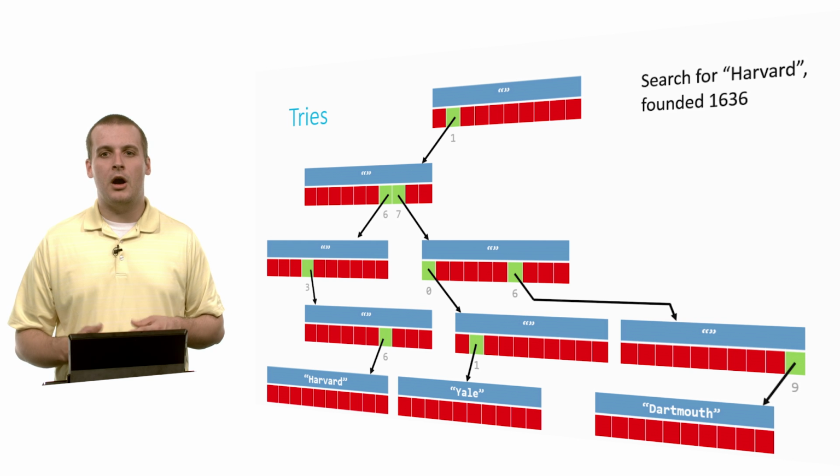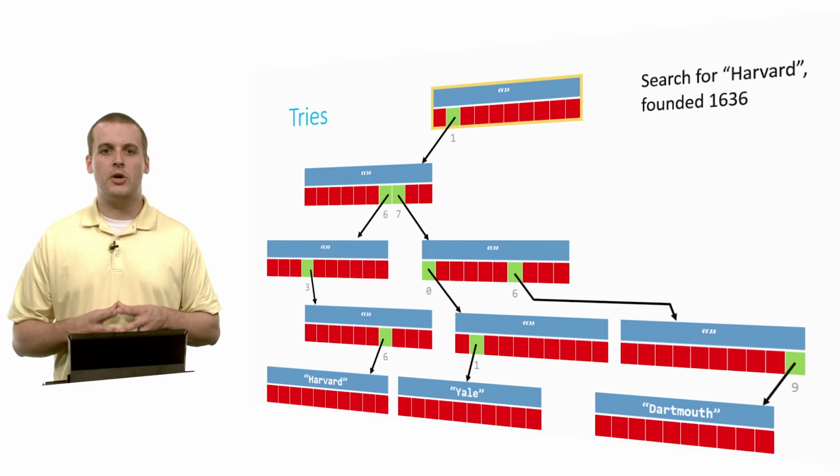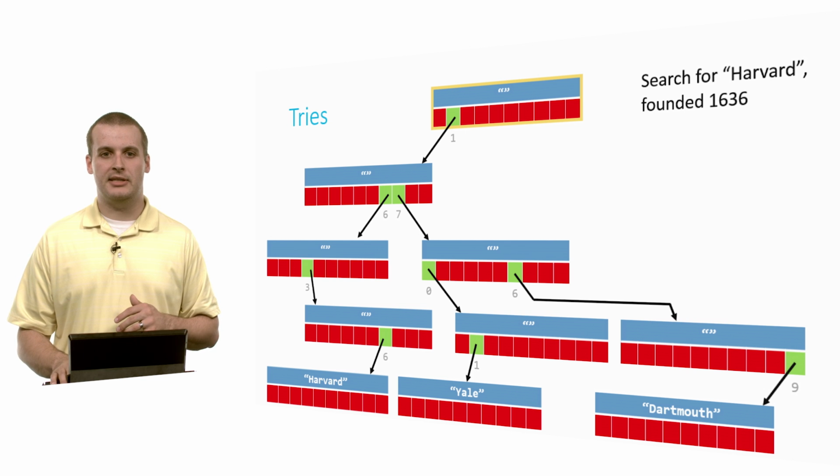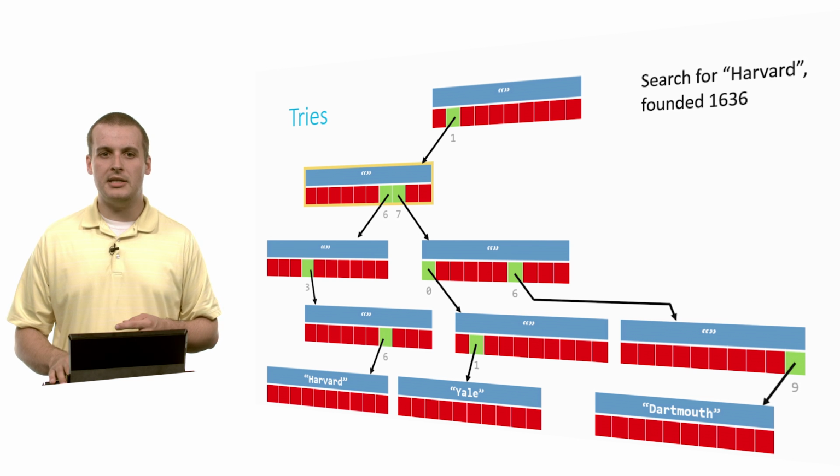So let's search for Harvard in this trie. We start at the root. And again, we're going to create a traversal pointer to do our moves for us. From the root, we know that the first place we need to go is 1. Can we do that? Yes, we can. It safely exists. We can go there. Now, the next place we need to go is 6. Does the 6 path exist from here? Yeah, it does. We can go down the 6 path, and we end up here.